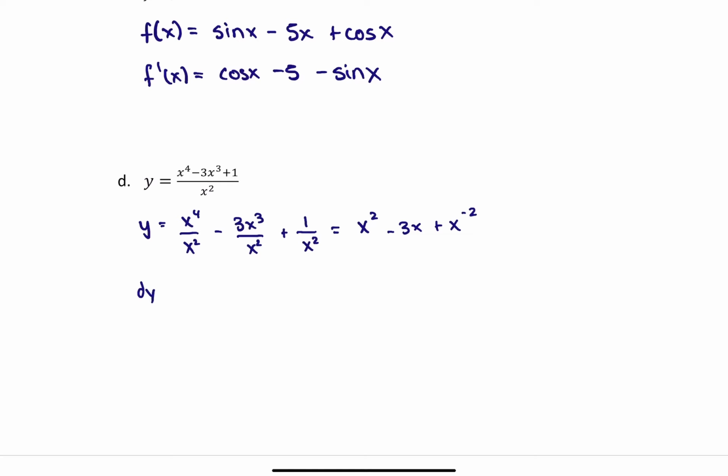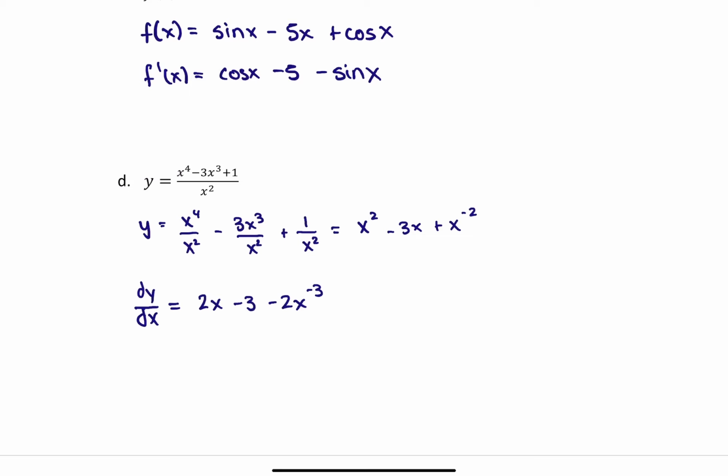And so the derivative, or dy over dx, is going to be 2x minus 3 minus 2x to the negative 3. Because then we multiply the exponent to the front, subtract 1 from the exponent. In the case of any constant, its derivative is 0.